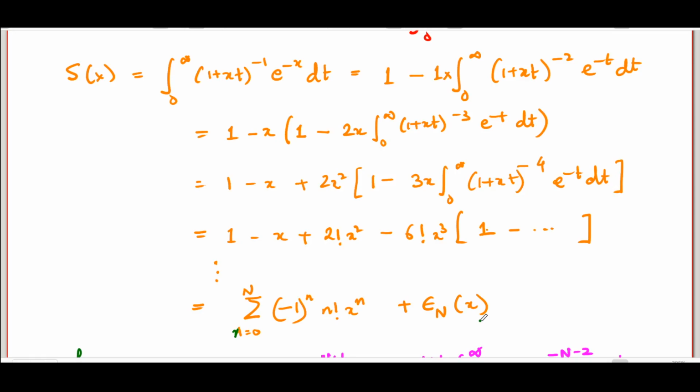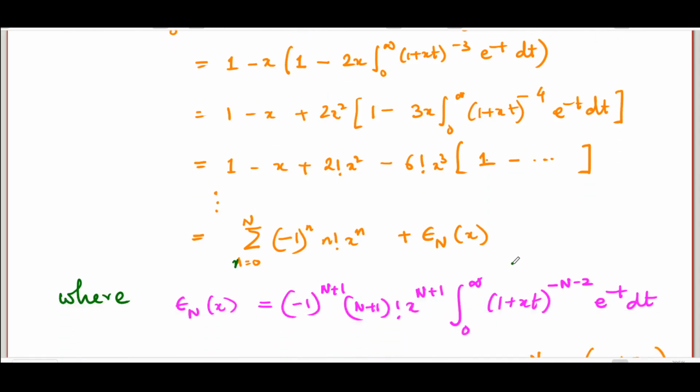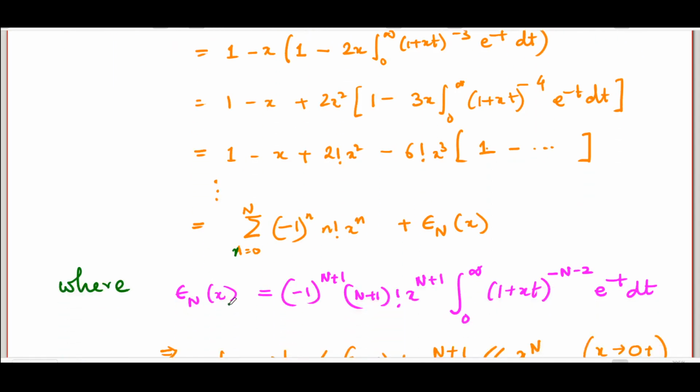Notice that there is no approximation here. This is an exact result. This additional piece, the remainder piece, is what we need to focus on. This epsilon_N(x) is nothing but the last term that you had: minus 1 to the N, N factorial, x to the power capital N, times the integral from 0 to infinity of (1 + xt)^(-N-1) e^(-t) dt, and so on.